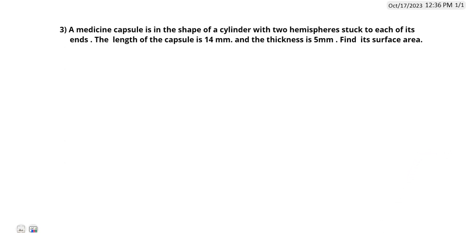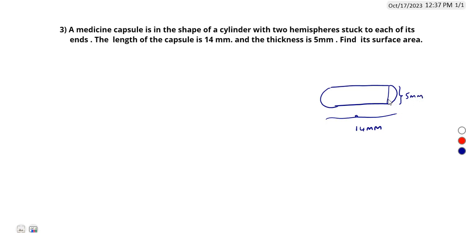Next question C. A medicine capsule is in the shape of a cylinder with two hemispheres stuck to each of its ends. The total length of the capsule is 14 millimeters and the thickness is 5 millimeters. Find the surface area.